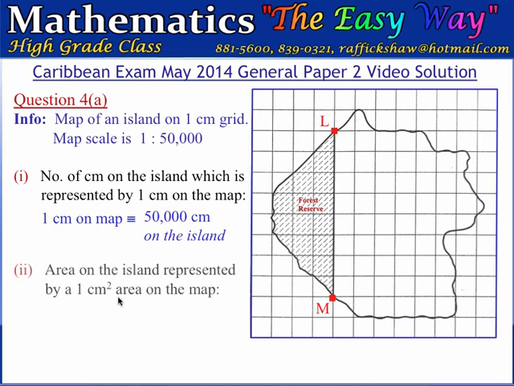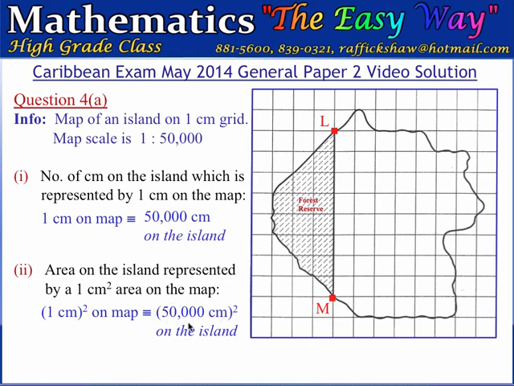Now part 2 wants us to state the area on the island, which is represented by a 1 centimeter square area on the map. And since we have the scale, we can work from this calculation. Since 1 centimeter on the map is 50,000 centimeters on the island, we can square both sides of this relationship to see what 1 centimeter squared on the map would be equivalent to. And this is it. If we square both sides of this relationship, we will see that 1 centimeter squared on the map would therefore be equivalent to 50,000 centimeters all squared on the island.